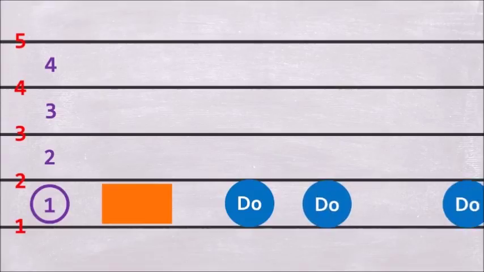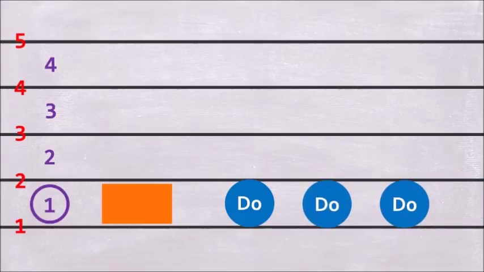This rectangle is a do marker. It is not a note. This is just a rectangle, but it tells us where do goes. So in this case, this do marker tells us that the note that we're going to call do is going to be in space number 1. So if I bring in a note, and this note is in space number 1, then I know that that note is do. If I bring in a few more notes in the same place, those are also going to be do.